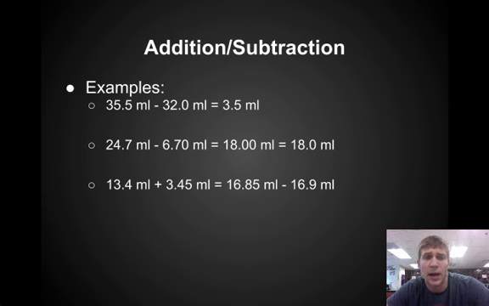In the last example, I have 13.4 milliliters and I'm going to add 3.45 milliliters. When I put that in the calculator, I get 16.85 milliliters. Now looking back, I see 13.4 milliliters only has one place after the decimal. So I'm going to need to only have one place after the decimal in my answer. So I need to get rid of that 5 at the end. And to do this, I'm going to round. So when I'm rounding, any value 5 or higher, I'm going to round up. 4 and below, I'm going to round down. So 16.85, I'm going to round up to 16.9 milliliters.